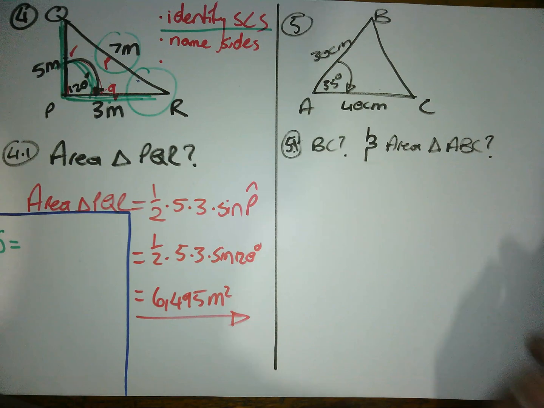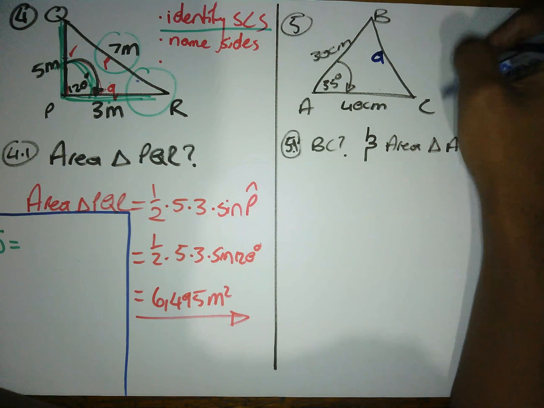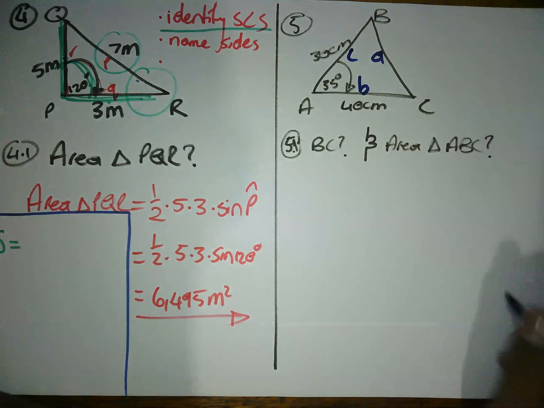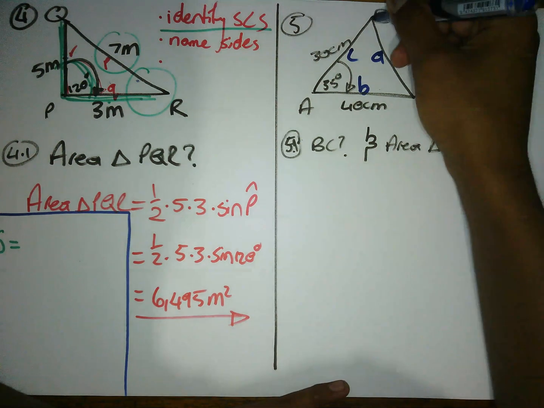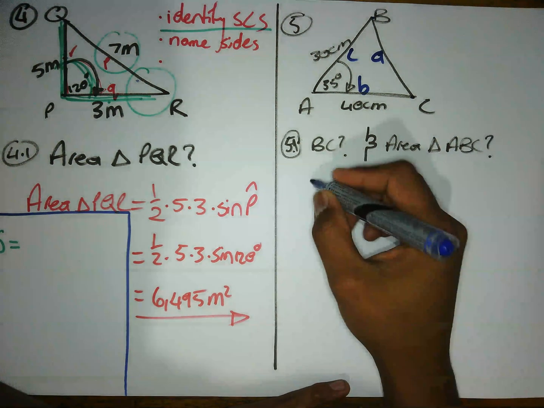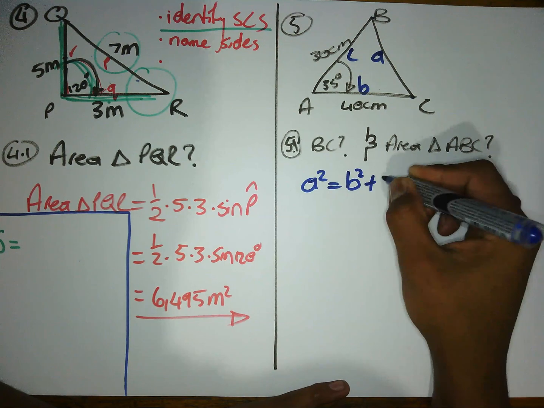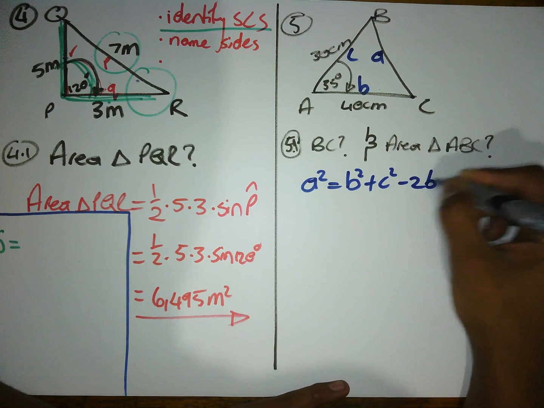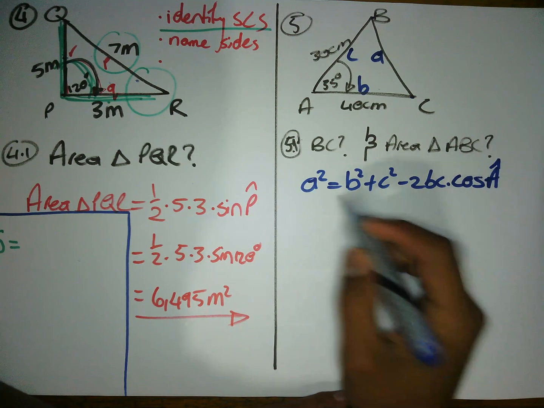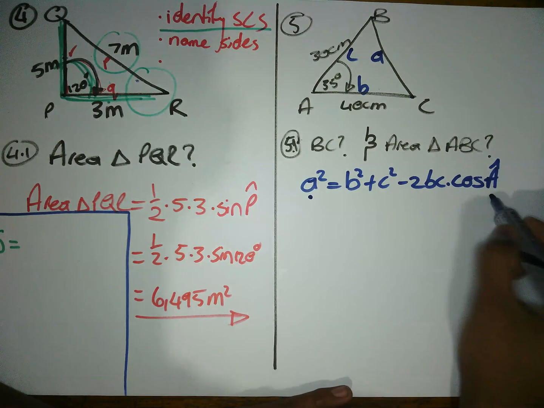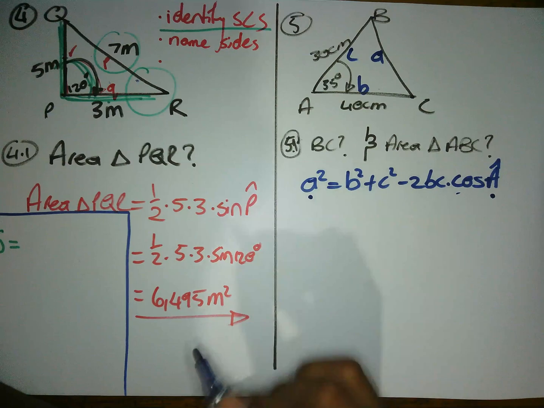So first thing we do is we get our small letters, side A, C, and B. Then I'm looking for the length of BC, so it's going to be A squared equals B squared plus C squared minus 2BC times cos angle A. Remember, the side you start with is the angle you end with. And cosine rule is cos. You must use cos there.